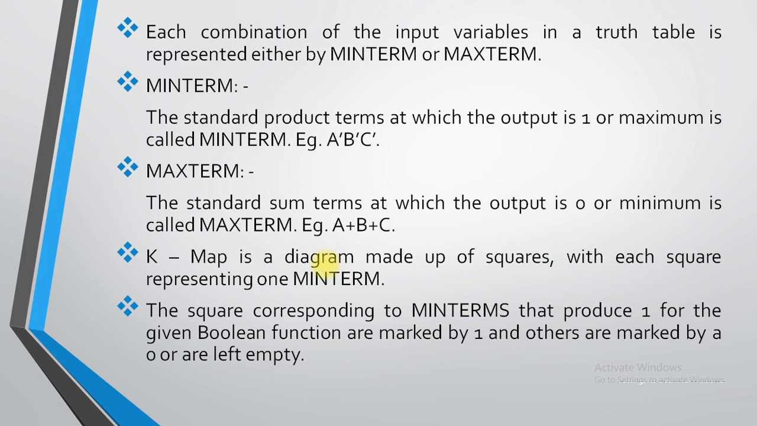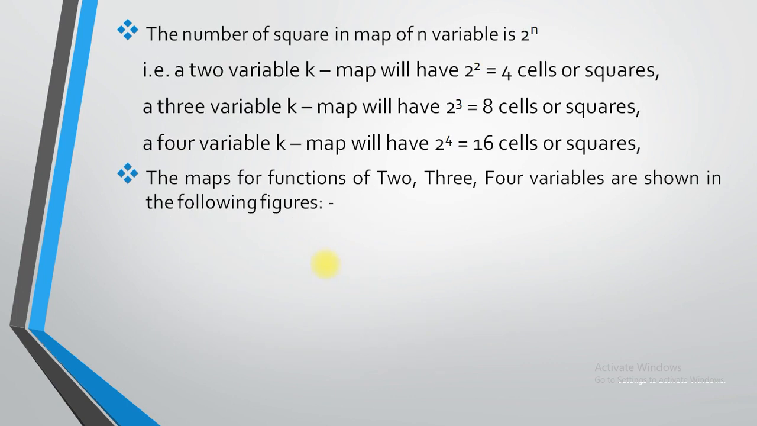Minterm is nothing but a product. Product means what? A dash, B dash, C dash. Maxterm means what? It is in the form of sum. Sum represents OR gate, right? And A plus B plus C is the representation of maxterm. Now see, in the K-map, each cell or each square is made up of minterms, right? So this is about the K-map.